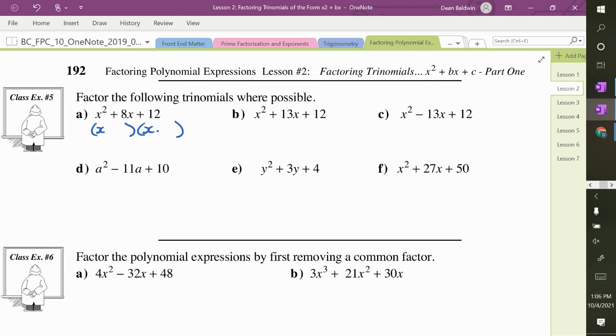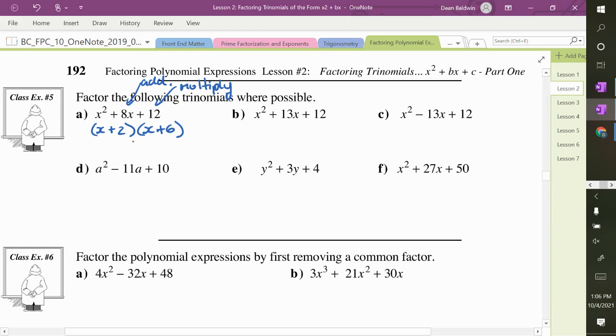What goes at the end are the numbers that multiply to the end, and add to the middle. So what multiplies to 12 and adds to 8? 6 and 2, both positive. So you write plus 2 plus 6. That is factored. You're done. That's it. That's all you're doing.